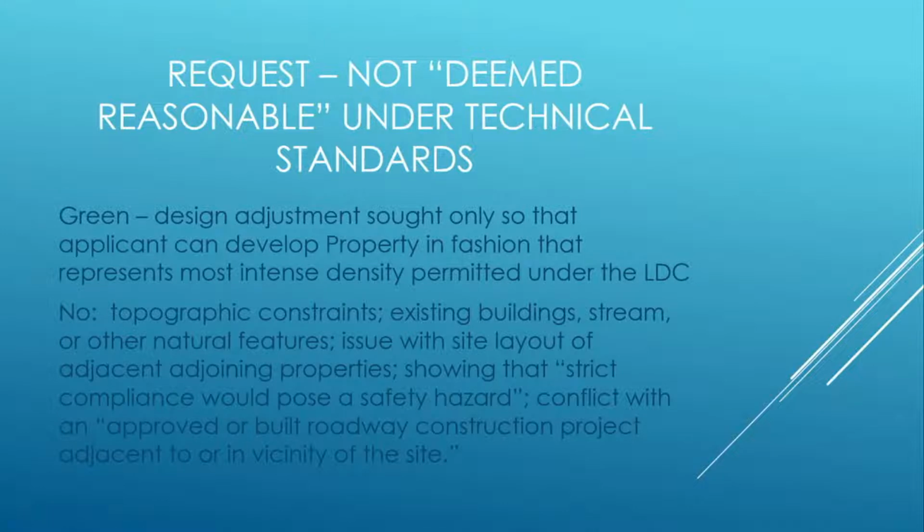You have certain presumptions of reasonableness when it comes to a request for a variance of this type, and none of them apply. There are no topographic constraints, or you hadn't heard about any. There are no existing buildings, streams, or other natural features. The issue with the site layout of adjoining properties, there's no issue there. Showing that strict compliance would pose a safety hazard, no showing there. Conflict with an approved or built roadway construction project, no showing there. Those are the presumptions that are contained in the code of this request being reasonable. They've made no attempt to show that because they don't exist.